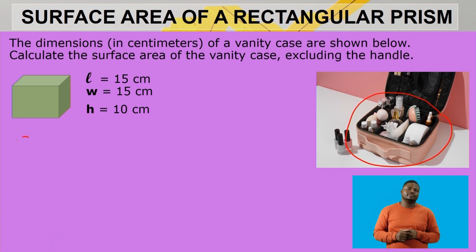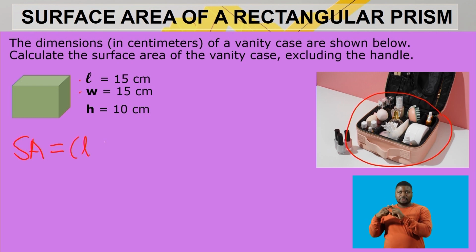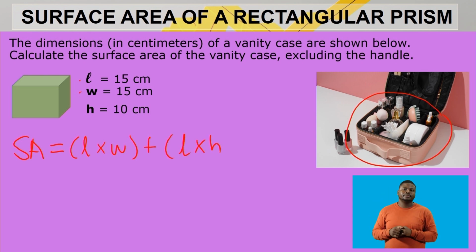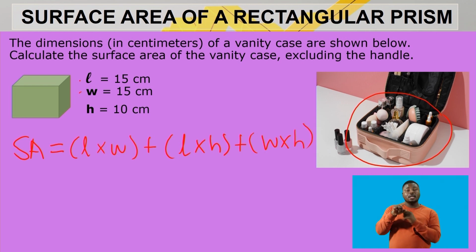So my surface area is going to be the length times the width plus the length times the height plus the width times the height. And now we need to remember that there's 2 of each, so it's going to be 2 times the length times the width plus 2 times the length times the height, and then the last one plus 2 times the width times the height.